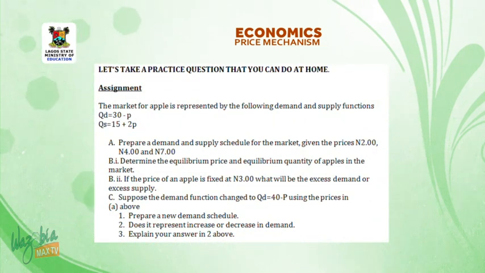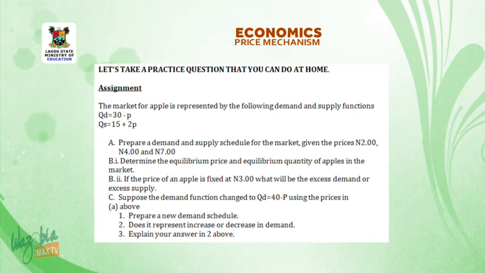The market for apple is represented by the following demand and supply function. QD = 30 minus P. QS = 15 plus 2P. A. Prepare a demand and supply schedule for the market, given the prices 2, 4, and 7. B. Determine the equilibrium price and equilibrium quantity of the apple in the market.